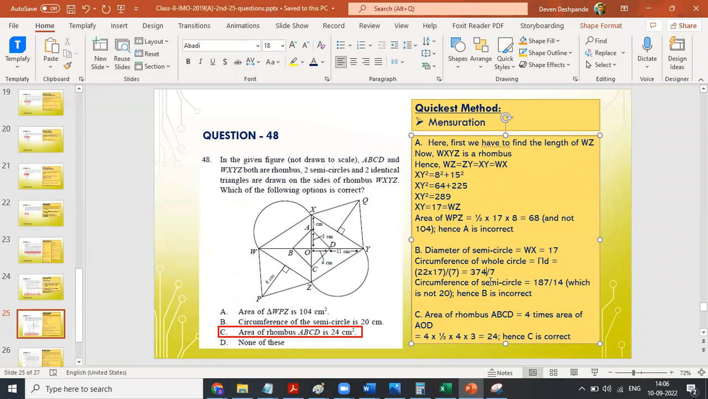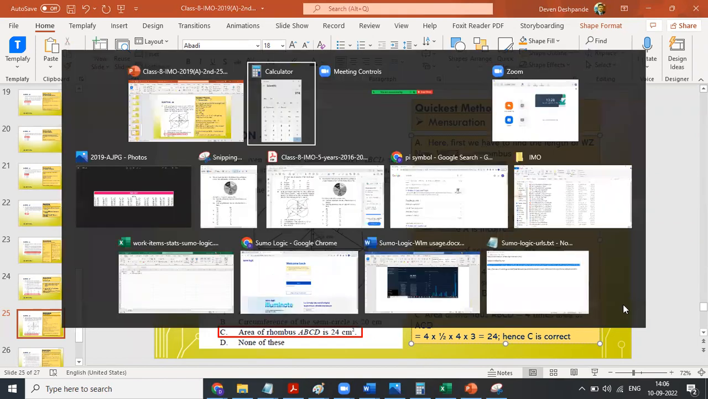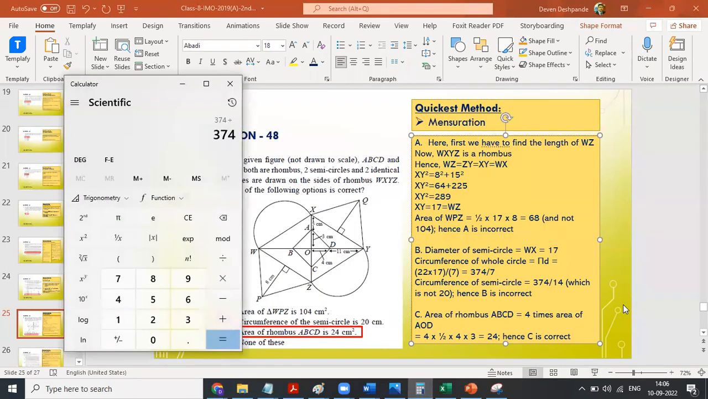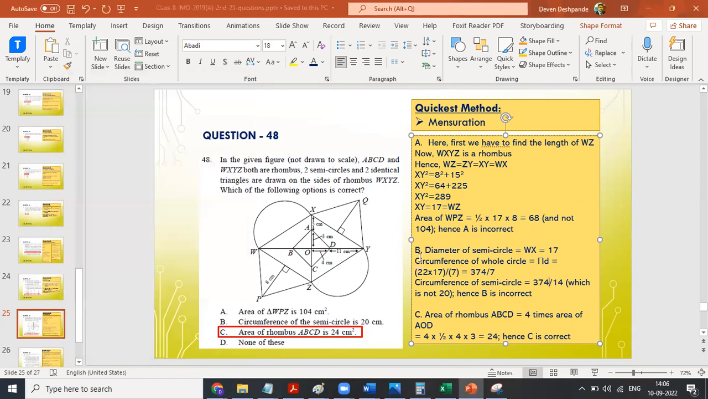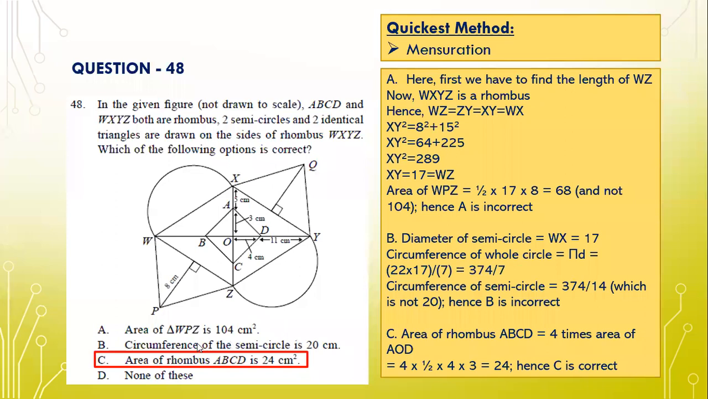Okay. So the circumference of the semicircle will be half of this. 374 upon 7 divided by 2, which is 374 upon 14. What is 374 upon 14? 374 upon 14 is 26.714. It is not 20, isn't it? It is 26.714. So again, option B is also wrong. This option B is also incorrect.